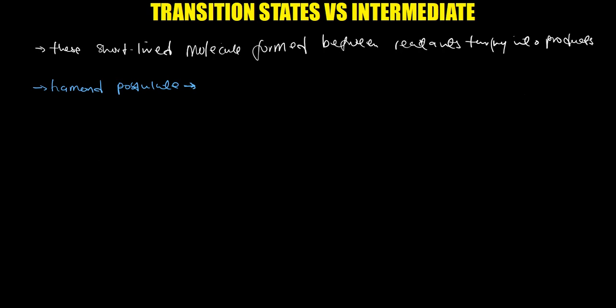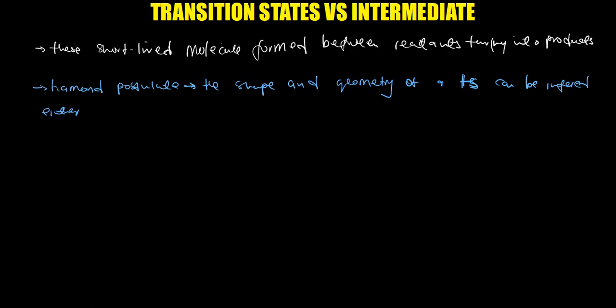So the energy, the shape and the geometry of a transition state, I'll say transition state represented by S there, can be inferred either in the reactant or product, to which it is closer in energy.